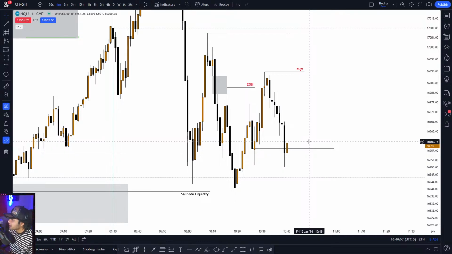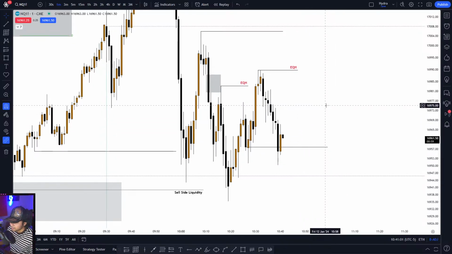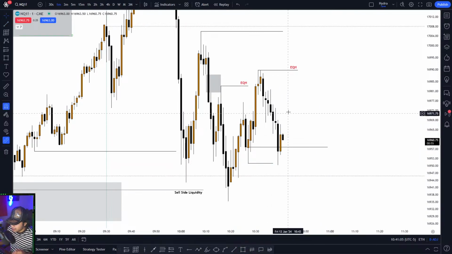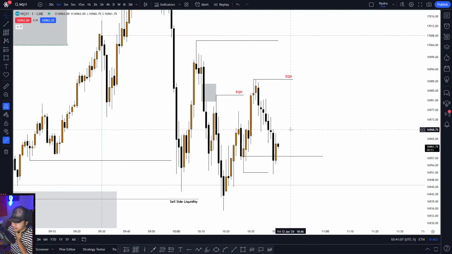And after that, we just moved to do more tape reading. We did a stop hunt here. I see price going higher, but again, no setup.